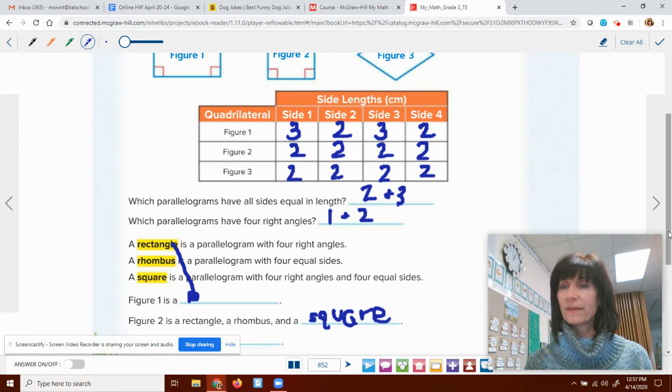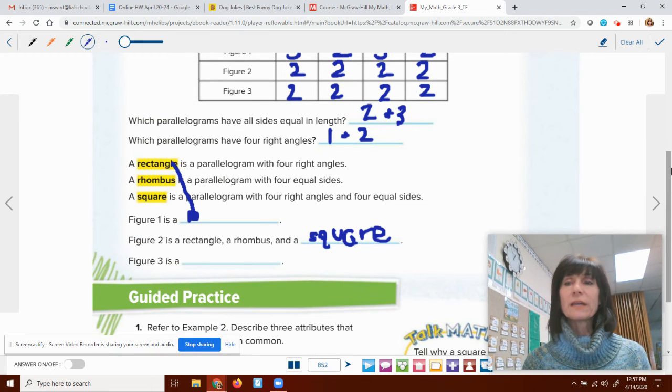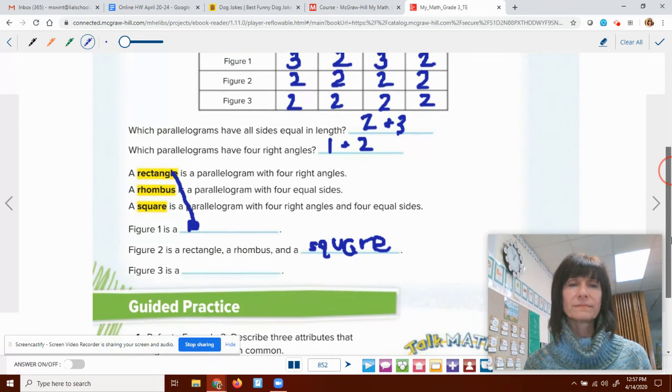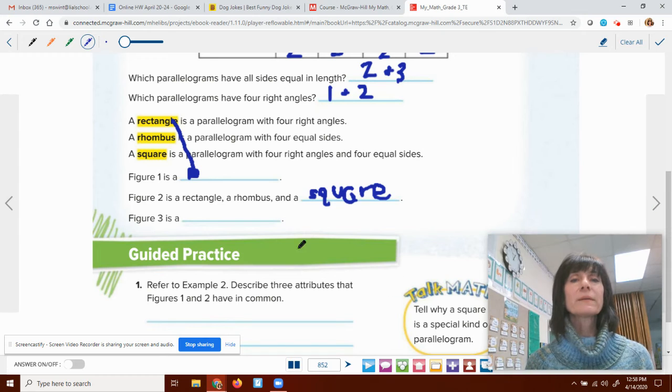Square. Figure 3, if I take a look at figure 3, is going to be a rhombus. It's a parallelogram with 4 equal sides.